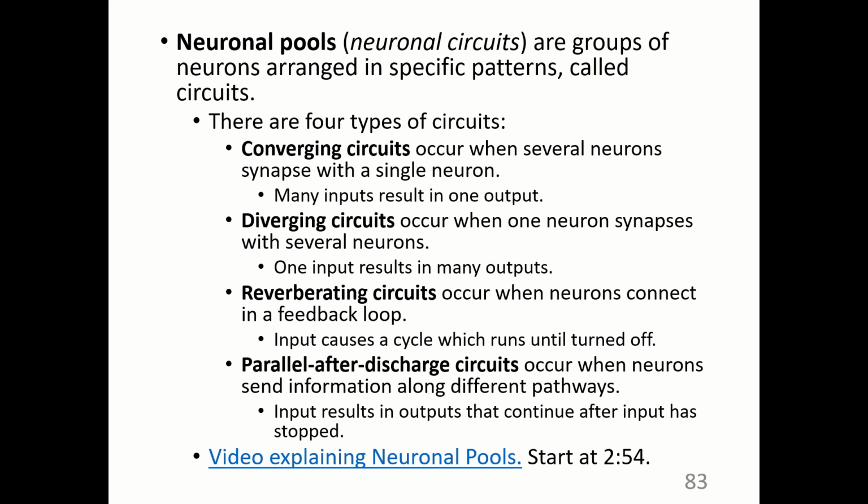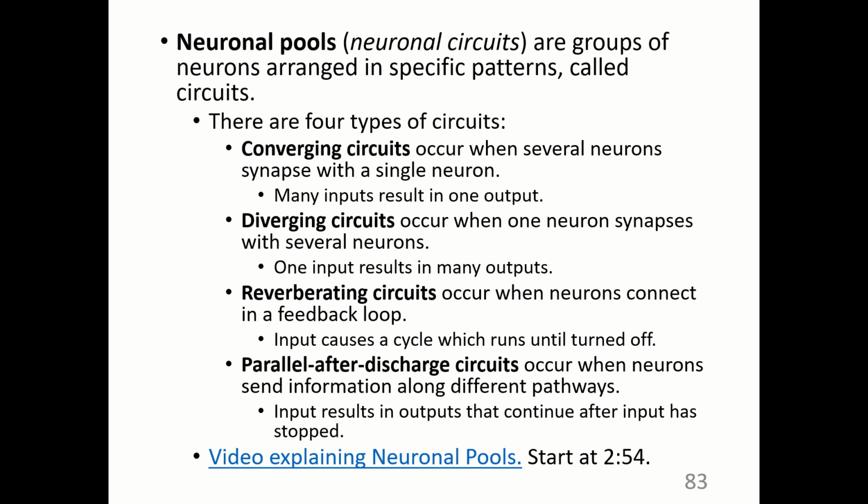Converging circuits occur when several neurons synapse with a single neuron. Thus, many inputs will result in one output. So that's going to be very important with sensation. Diverging circuits occur when one neuron synapses with several neurons, and this is going to result in many outputs. We saw that with a motor unit where one motor neuron synapses with several muscle fibers. So they can do that with neurons too.